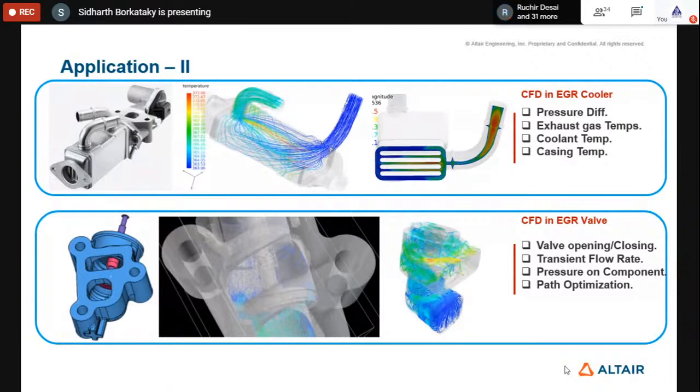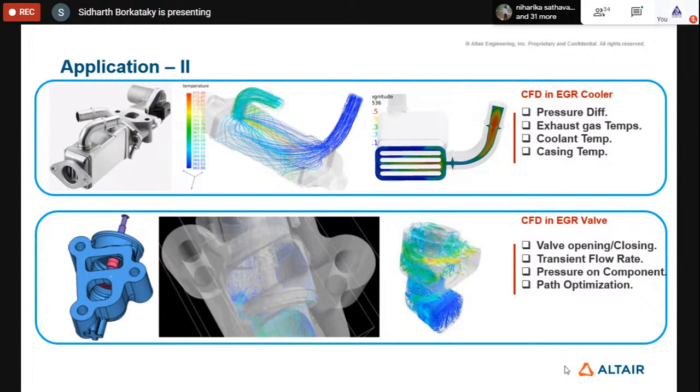As you can see on the second image at the top, there is a flow pattern that plays a very important role in the EGRs. Similarly, there are EGR valves, whose design depends on understanding the valve's opening and closing phenomena very well. Apart from that, what is the flow going inside the valve? Is it exceeding a certain limit? So understanding the flow and the pressure variations across that valve and optimizing it is an important parameter.